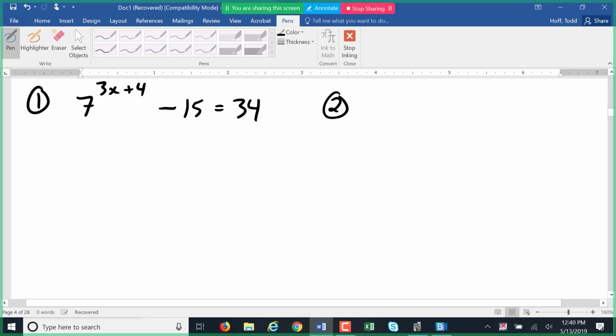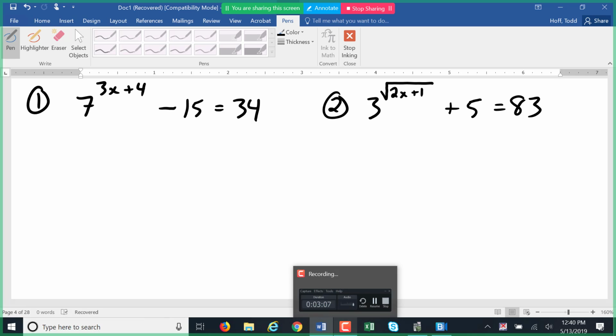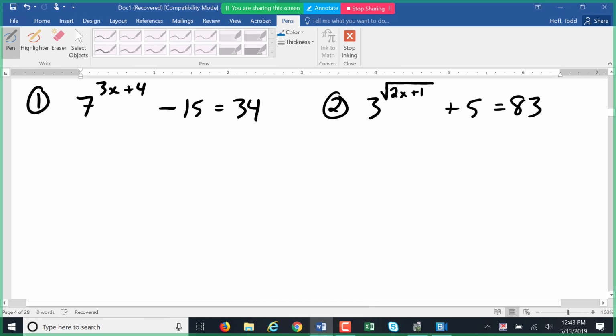The second one I'm going to have you do: 3 to the power of the square root of 2x plus 1, plus 5, equals 83. I'm going to have you try both of those. We'll go over them in just a couple minutes. Let's take a look, see how you're doing.